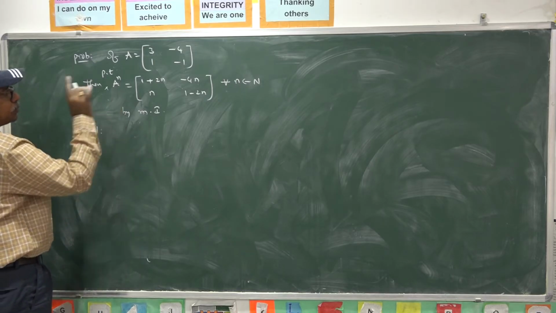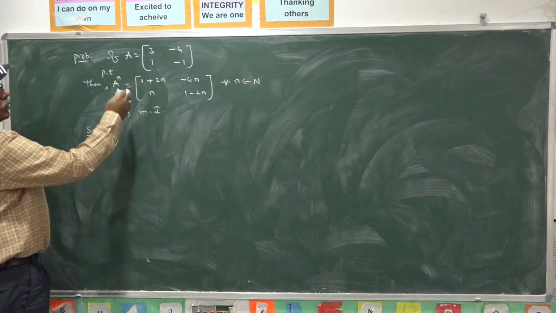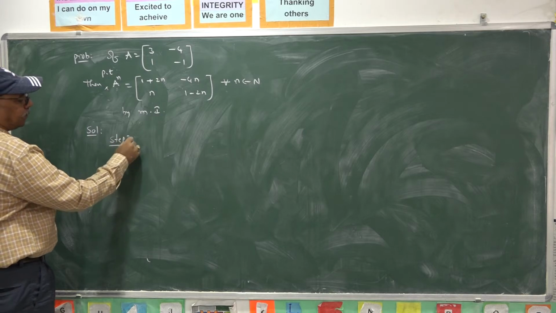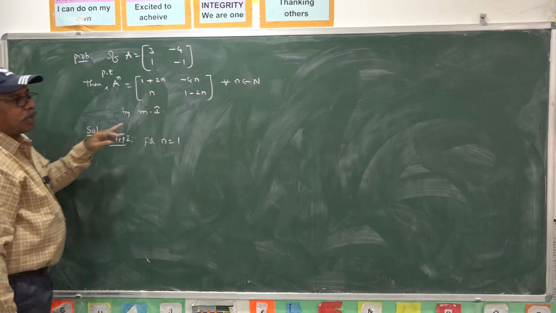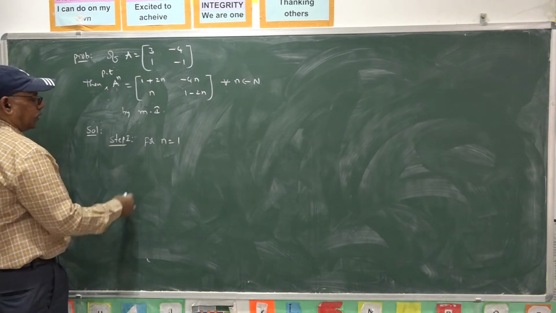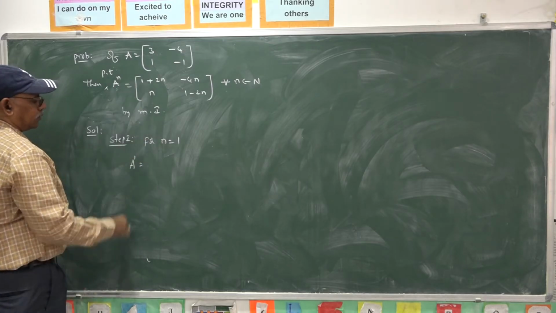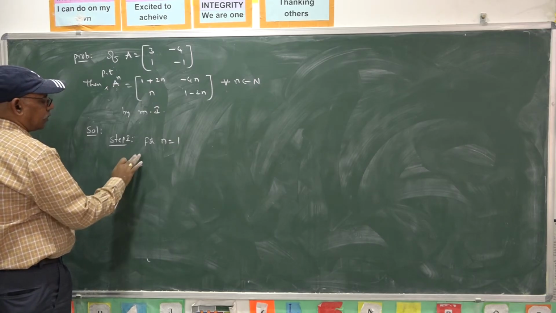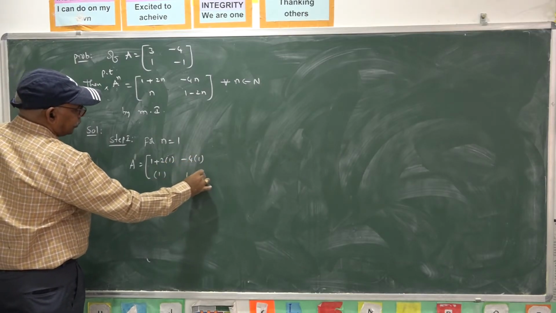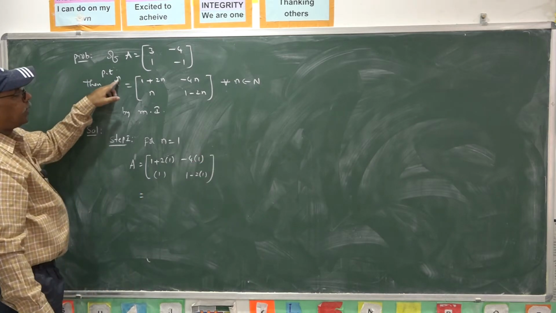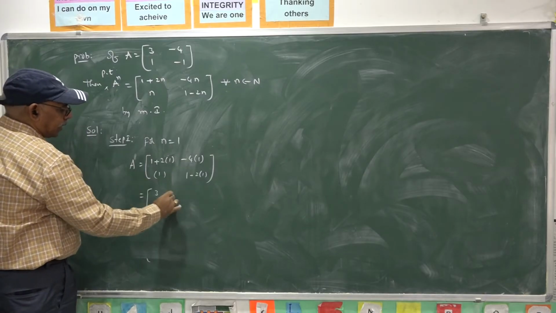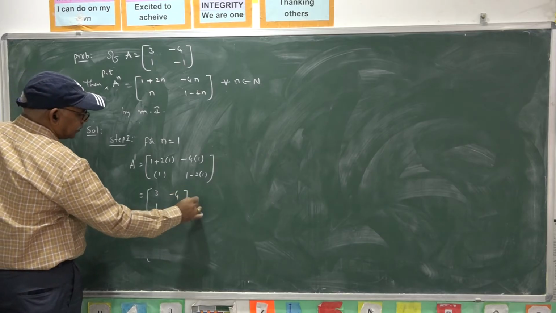Now you have to apply mathematical induction to prove this integral power of A as 1 plus 2n minus 4n, n 1 minus 2n. So first step, initial step, step 1. For n equal to 1, because n belongs to the set of natural numbers, I am taking n equal to 1. From A power n, A equal to 1 plus 2 into 1, minus 4 into 1, 1, 1 minus 2 into 1. Taking n equal to 1, we get in this matrix 3 minus 4 and 1 minus 1, which is A itself.